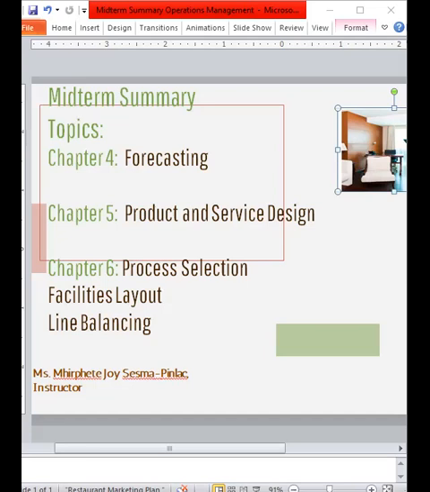The activities of product or service design are document specifications, formulate quality goals, formulate cost targets, develop new products and services, and translate customer wants and needs into products and services.